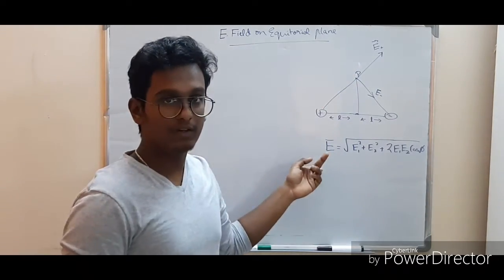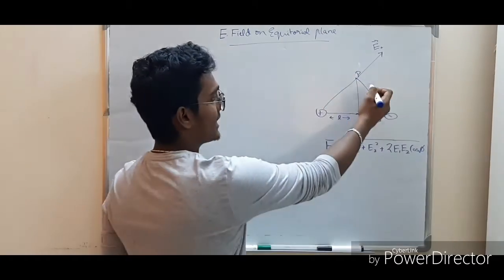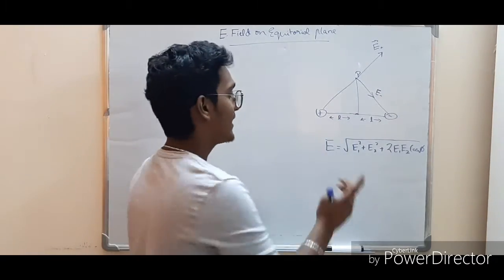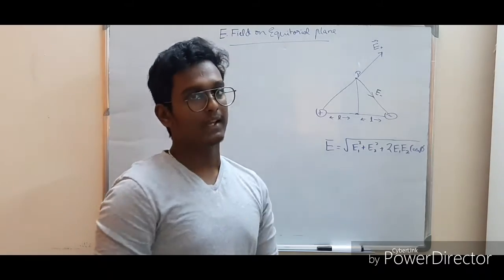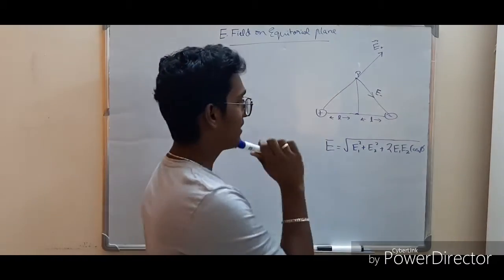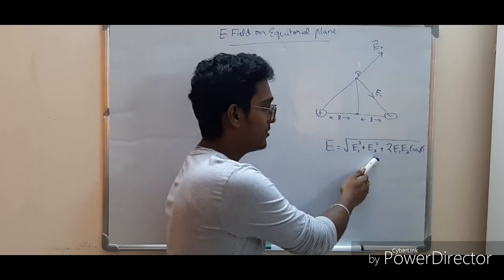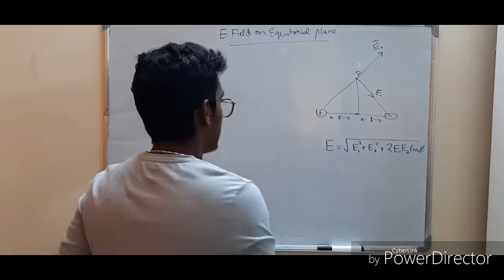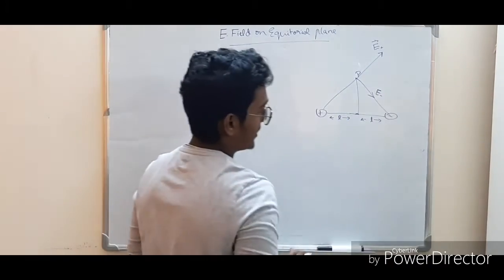I prefer this method because it makes more sense. In this case, we'll have to assume that the opposite vectors must cancel off each other, whereas this is a more general case which can be applied to any derivation. So let's go ahead with this method. We can easily find out E1 and E2, but we need to find out the angle between them, and that's the major task. So how do we find the angle between them?